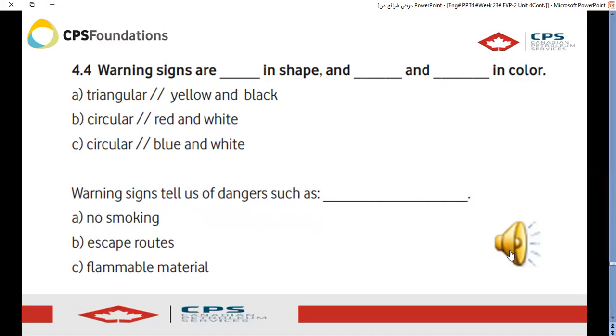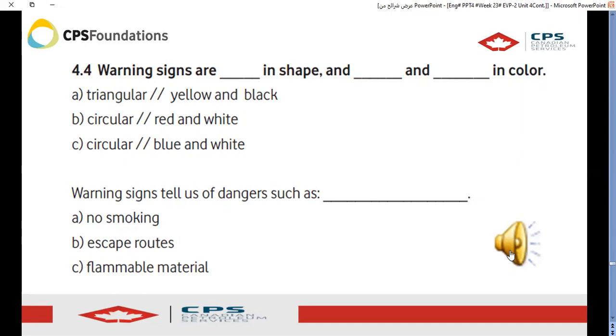4.4. Another example of nonverbal communication at work are warning signs. Warning signs are triangular in shape and yellow and black in color. For example, these signs can warn workers of dangers such as flammable materials.